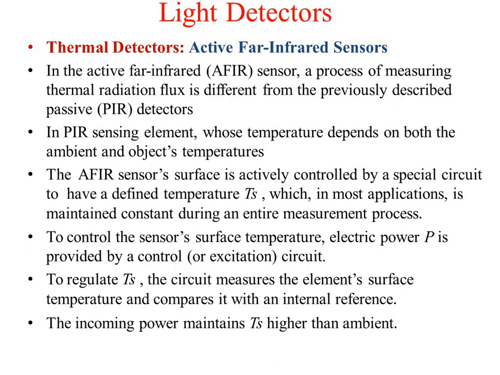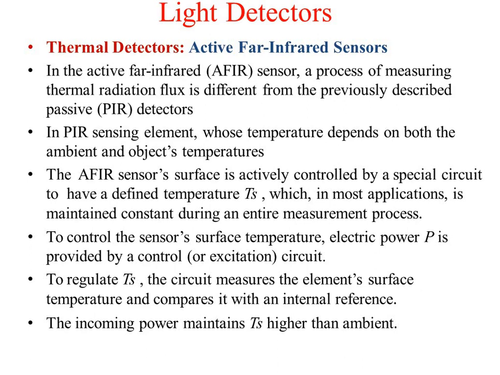In PIR, the sensing element's temperature depends upon both the ambient and the object temperature, whereas in an AFIR sensor the surface is actively controlled by a special circuit having a defined temperature TS, which in most applications is maintained constant during the entire measurement process.